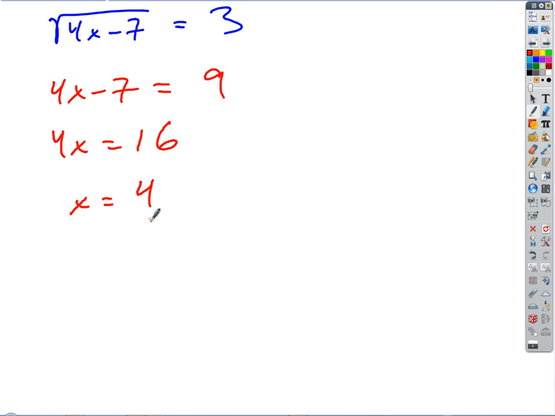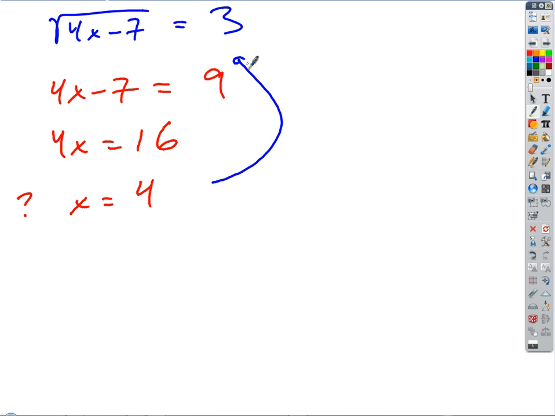Okay, question, does it work? Where do we go to see? 4 times 4 is 16, minus 7 is 9, square root of that is still plus or minus 3, isn't it? No, it's not. Everybody see that? What is the square root of 9? It's 3, not plus or minus 3.